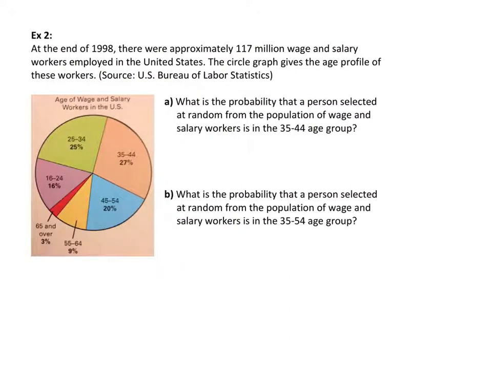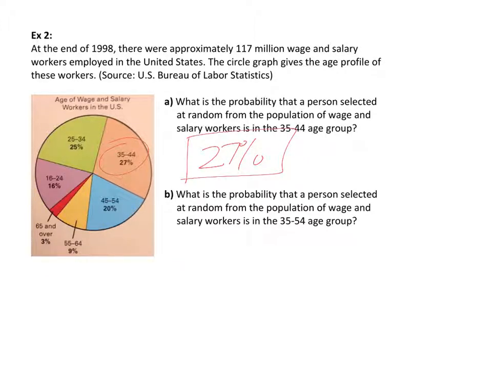For the next example, at the end of 1998, there were approximately 117 million wage and salary workers employed in the United States. The circle graph gives the age profile of these workers. What is the probability that a person selected at random from the population of wage and salary workers is in the 35 to 44 age group? Okay, that's pretty straightforward. Not much thinking involved there.